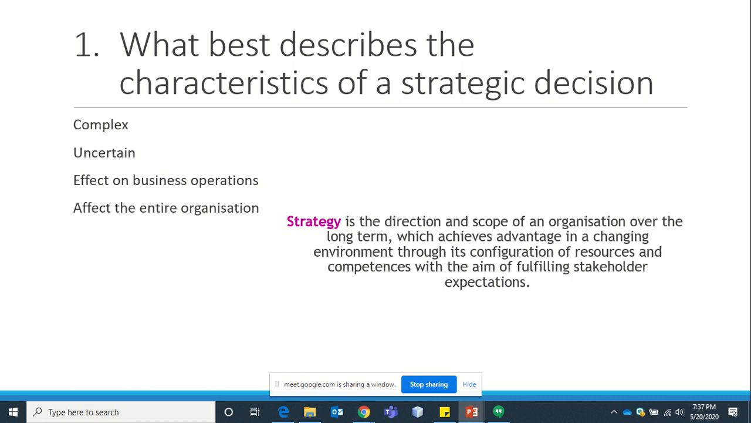A strategic decision cannot be applied to one particular department in the organization. It's about the entire organization. When strategic decisions are made by the relevant people in the organization, they have to think about the entire organization, not a part, and the strategy cannot apply to a separate unit. So remember that it is not just taking a day-to-day decision in your business. It's a strategic decision. In terms of strategy, definitely it is complex, uncertain, affects business operations and affects the entire organization. These are the characteristics of a strategic decision.